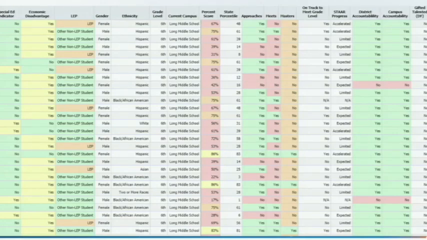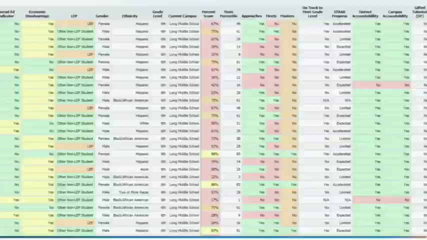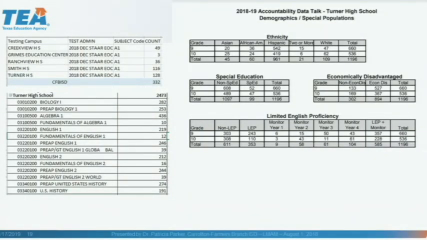So this gives us a picture. The child is in special education services, economically disadvantaged, their English proficiency status, ethnicity, which is important as we're looking at domain three, and then just what their percent score was. Are they on track? Did they make progress? Are they gifted and talented? And then that helps us look at different pieces of the puzzle and how we're making progress. For the high schools, it's a little bit different picture. At the middle schools and elementary, it's just by grade level. So I know all my third graders, all of my fourth graders.